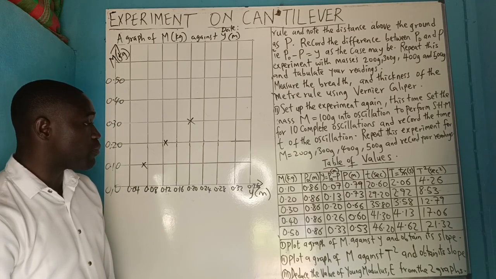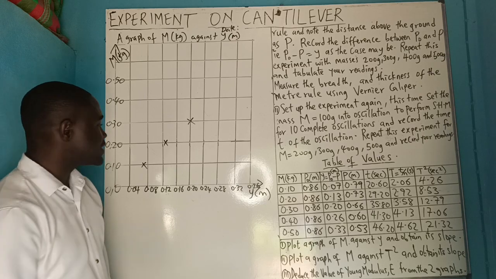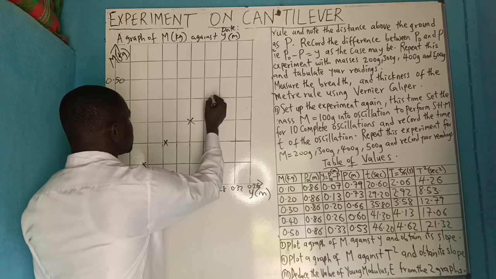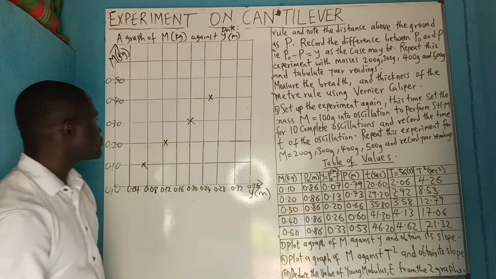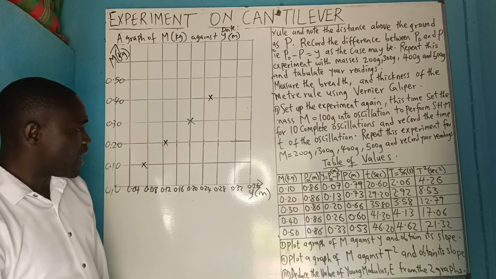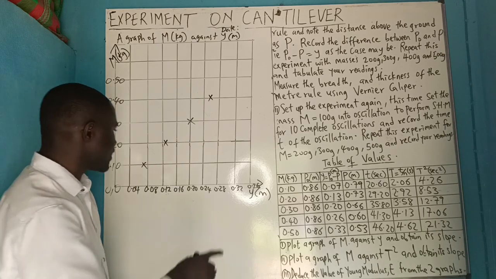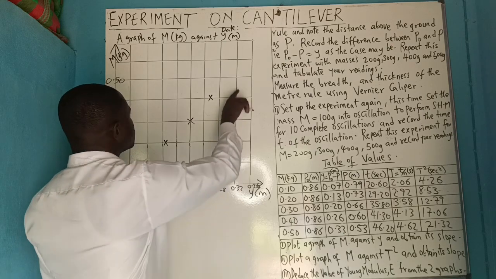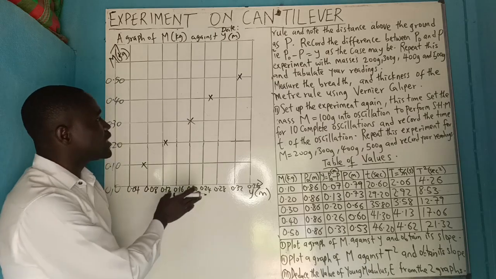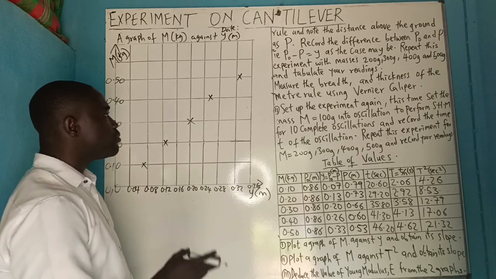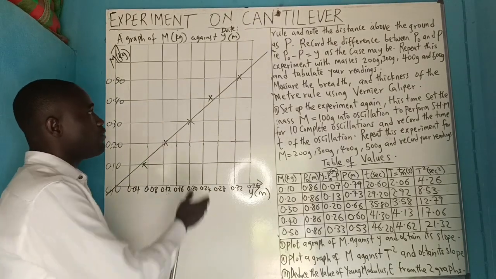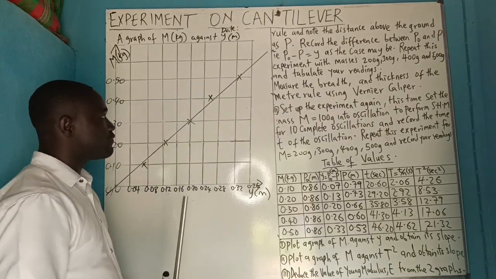0.4 against 0.26. This is 0.24, so 0.26 will be in between. 0.5 against 0.33. This is 0.32, so 0.33 will be somewhere here. So we have located our points. Next is to draw our line of best fit. Okay, we have drawn our line of best fit as you can see on this graph.